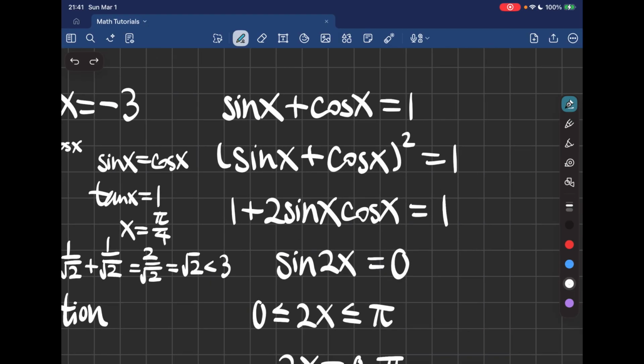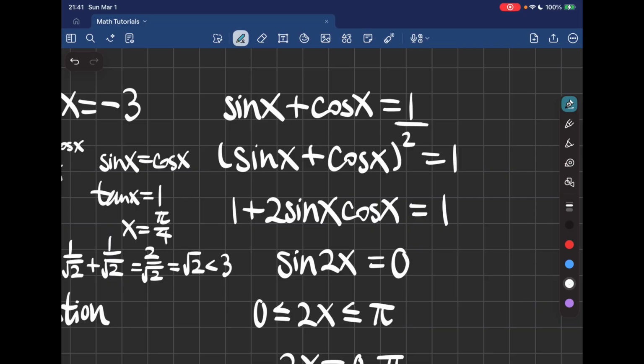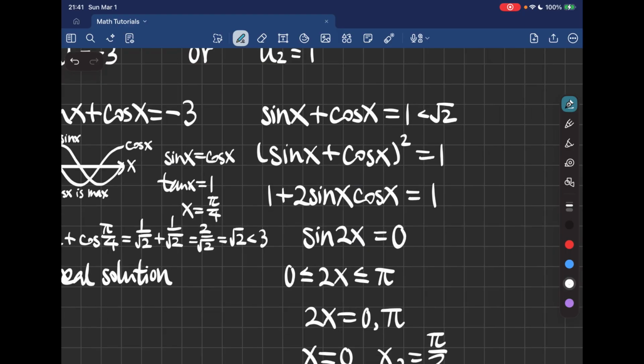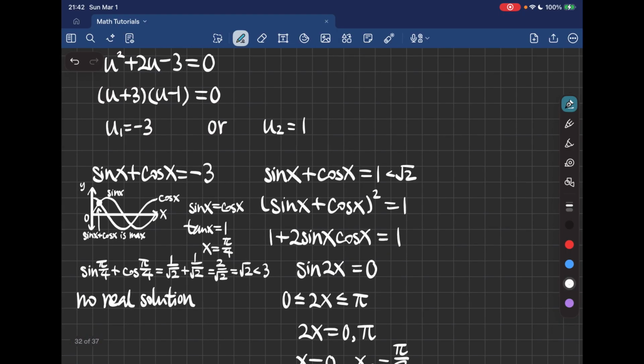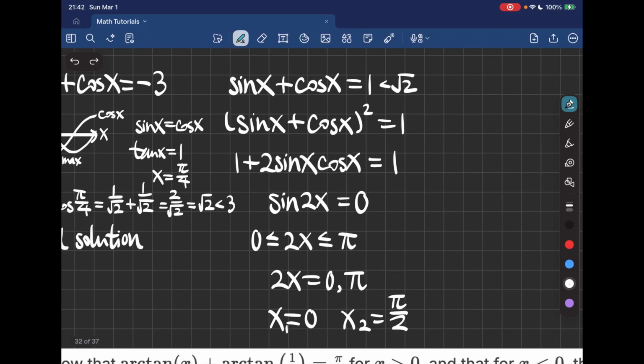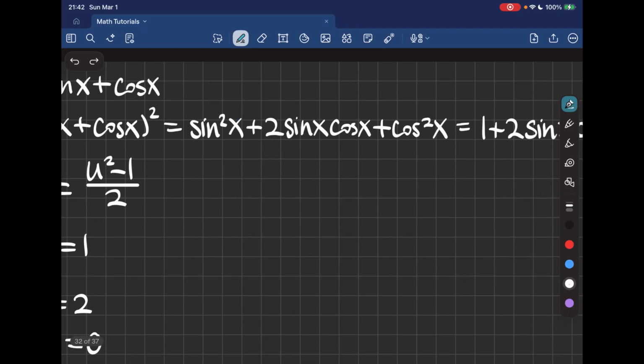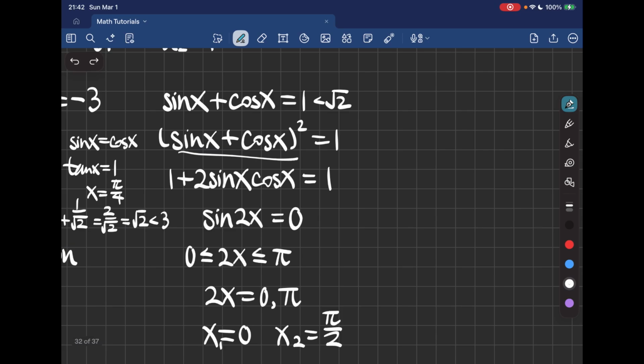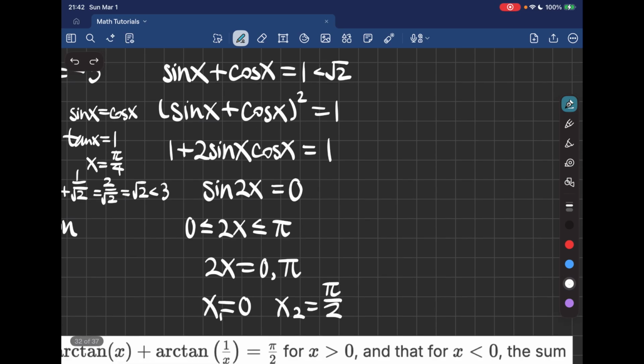Let's look at the other side. This is within the appropriate range because it is smaller than square root of 2. So similar to what we did before, we can square this, and this side will still be 1. So according to what we did before, this can be directly written as 1 plus 2 sine x cosine x equals 1.